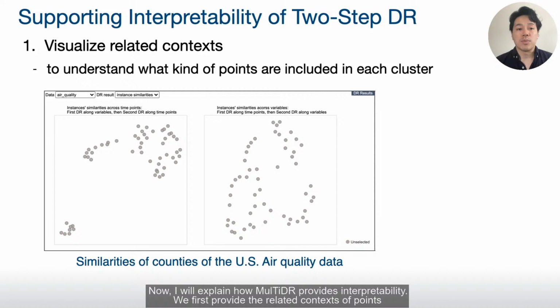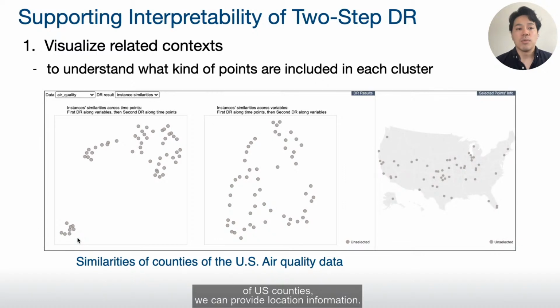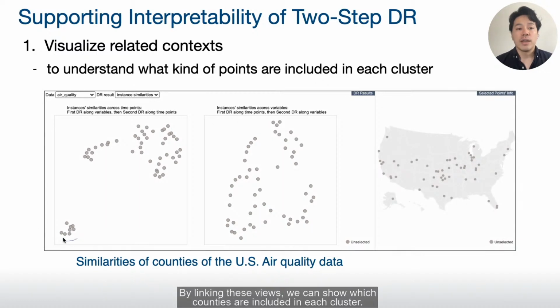Now, I will explain how multi-DR provides interpretability. We first provide the related context of points showing the dimensionality reduction results. For example, when we are analyzing similarities of US counties, we can provide location information. By linking these views, we can show which counties are included in each cluster.